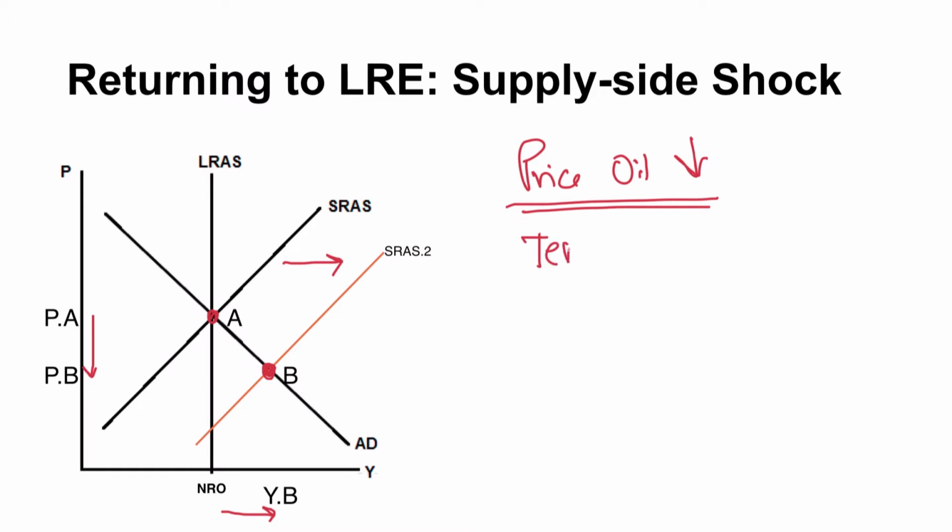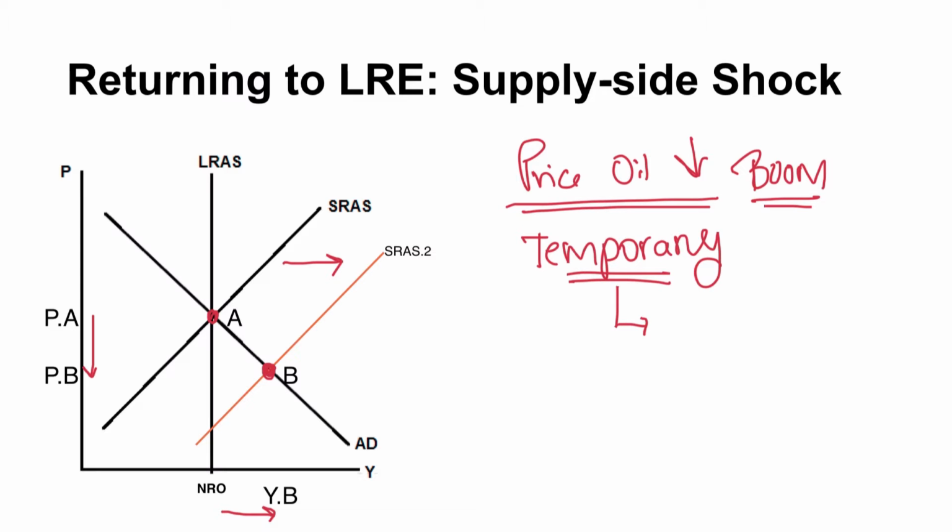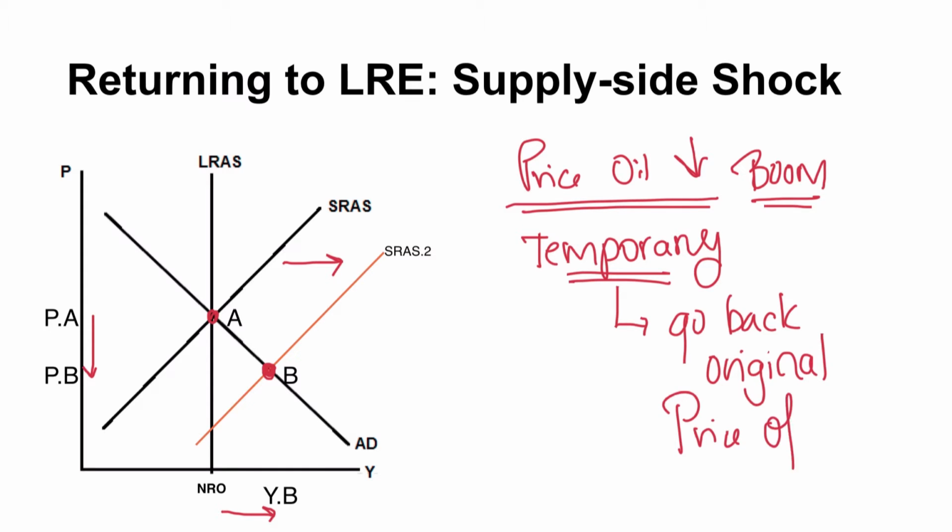If this is temporary, and there's a temporary boom in oil production, eventually, the temporary part tells us that we have to go back to the original level. So we're going to go back to the original level of oil production, or the original price of oil, because we assume that this is a temporary shock. So once that adjustment occurs, then we see that the short-run aggregate supply curve simply shifts back to the long-run equilibrium.